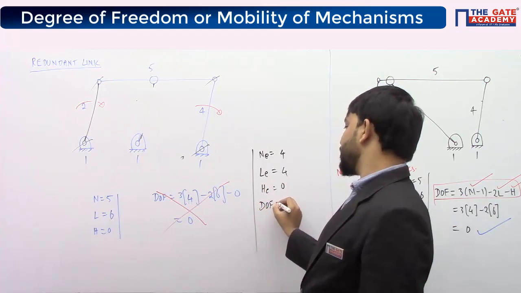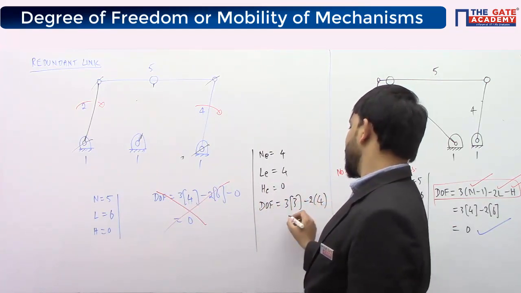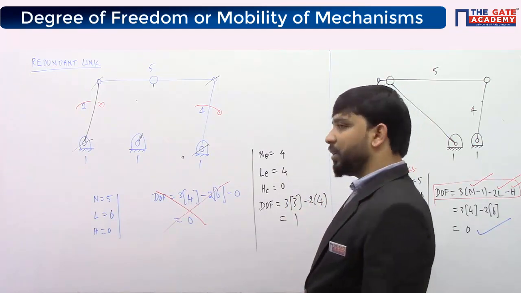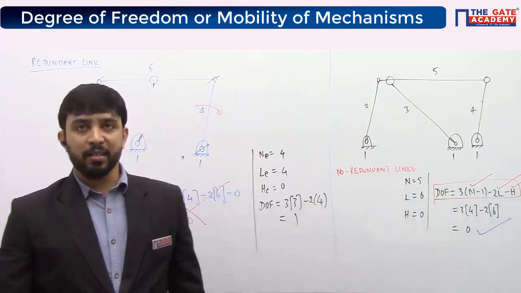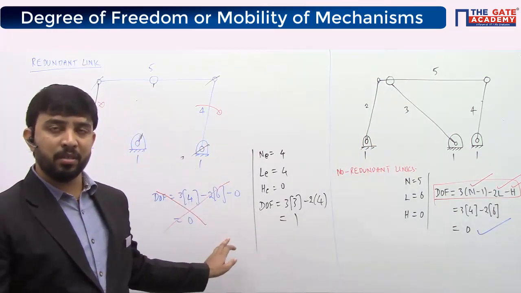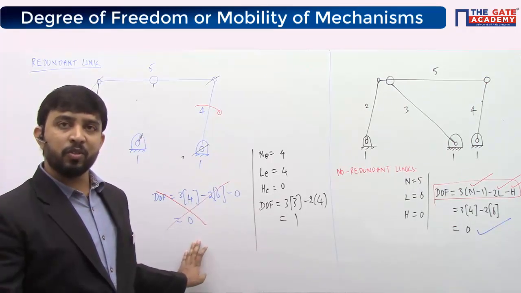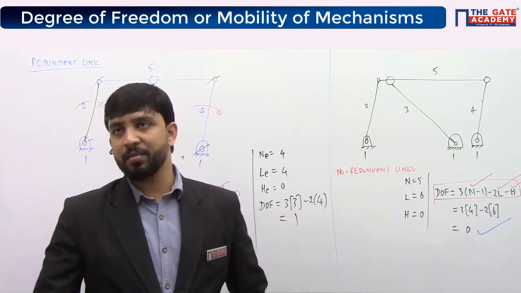If you try to find out degrees of freedom for this mechanism, 3 into n minus 1, so minus 2 times number of lower pairs. Degrees of freedom for this is 1. So you should get degrees of freedom as 1, and if you follow Kutzbach's criterion, you will get degrees of freedom as 0. Whatever the result that you get by Kutzbach's criterion, it is wrong, because there is a redundant link inside the system.